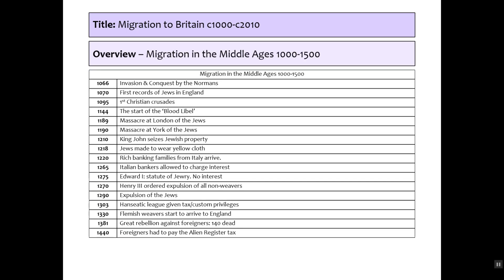An overview, migration in the Middle Ages from 1000 to 1500 AD. So at this period we're looking at the invasion of the Normans. We've got obviously the rule of William the Conqueror, and then the Plantagenets that follow. And it really goes all the way up until 1440. So some key areas, we've got the expulsion of the Jews in 1290, we've got the Hanseatic League, we've got Flemish weavers, foreigners, we've got the blood libel, the massacre at York, etc.